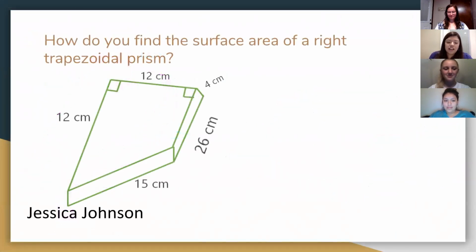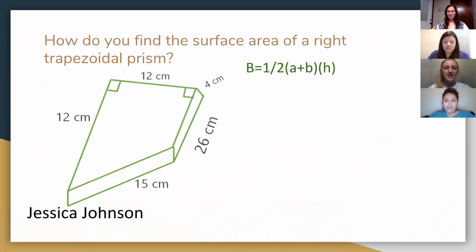Now, Jessica, how do you find the surface area of a right trapezoidal prism? Jasmine, I'm so glad you asked this question because this is one of my favorite problems to figure out. Oh, is that great, Jessica? Teach away. Okay, Jasmine, first find the area of one of the bases of the prism by using B equals 1/2 times A plus B times H.